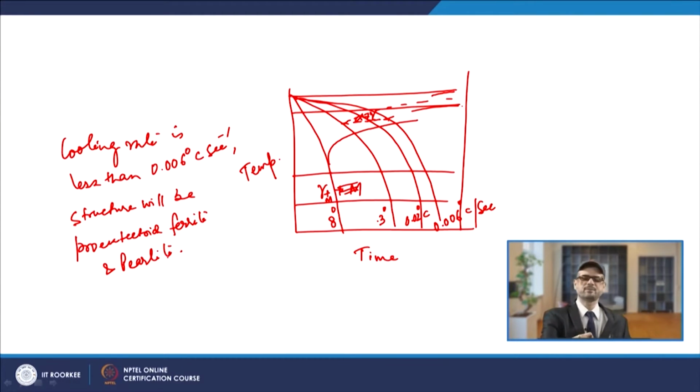So, if it is so, in that case you will have this alpha plus gamma. So that gamma, and this side you have pearlite. So, you can see that you will have this alpha plus gamma, and then if your cooling rate is even less than this, you are going to get alpha plus gamma plus pearlite.